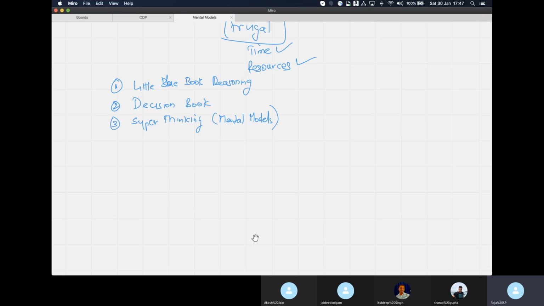I believe if we start with these three, it's going to give us a good library of mental models, and we can keep reading and sharing in the group. Okay, this is the end of the talk. We may continue to discuss after stopping the recording also.